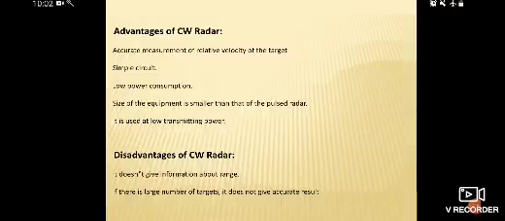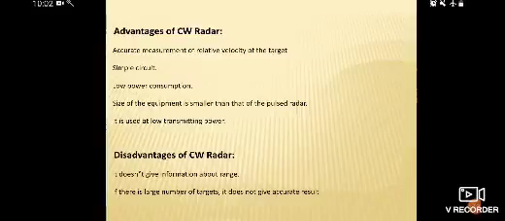So what are the advantages of CW radar? It has a simple circuit and low power consumption, and it gives an accurate measurement of the relative velocity of the target. The size of the equipment is much smaller than that of pulse radar. It is used at a low transmitting power. These are the advantages of the modified CW radar.